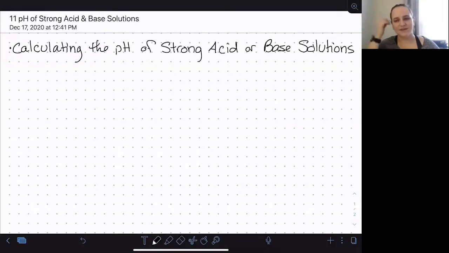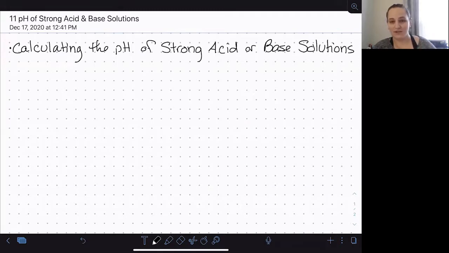In this video, we're going to start talking about how we can calculate the pH of a particular solution of an acid or a base. The process we go through for calculating the pH is going to be quite different depending upon whether we're looking at a strong acid or a weak acid. The same goes for strong and weak bases. This video is just going to focus on strong acids and bases and how we handle those.